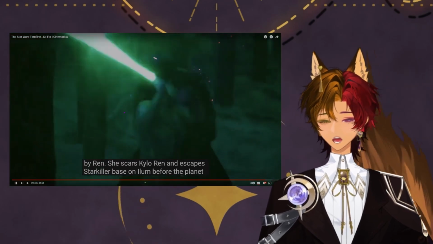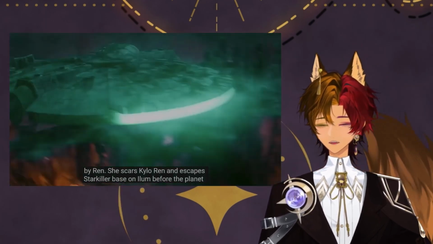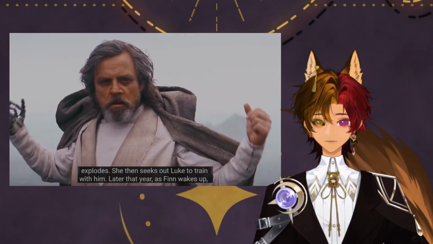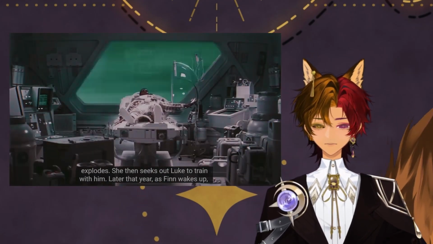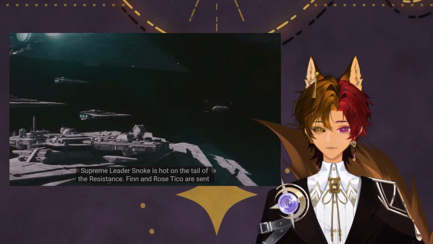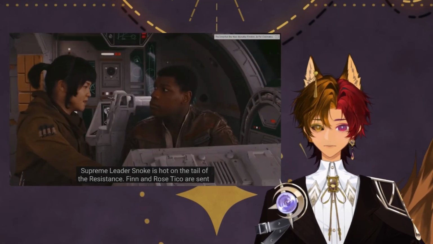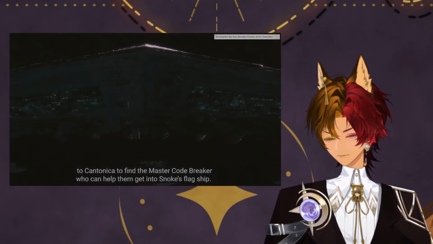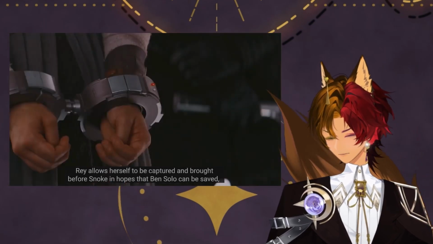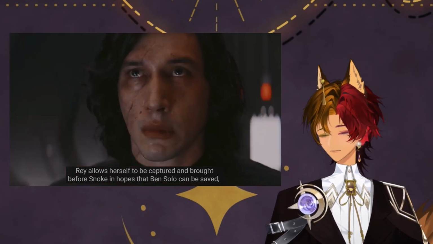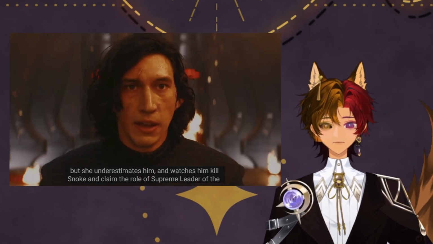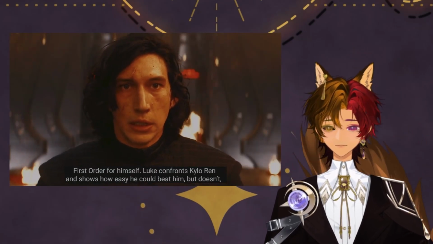She scars Kylo Ren and escapes Starkiller Base on Ilum before the planet explodes. She then seeks out Luke to train with him. Later that year, as Finn wakes up, Supreme Leader Snoke is hot on the tail of the Resistance. Finn and Rose Tico are sent to Cantonica to find the Master Codebreaker who can help them get into Snoke's flagship. Rey allows herself to be captured and brought before Snoke in hopes that Ben Solo can be saved, but she underestimates him and watches him kill Snoke and claim the role of Supreme Leader of the First Order himself.